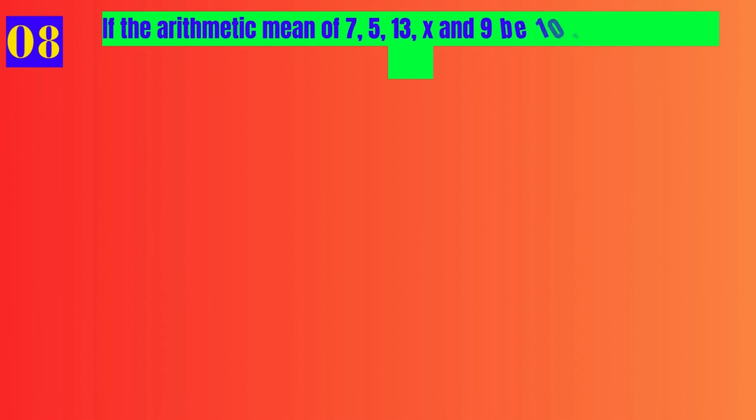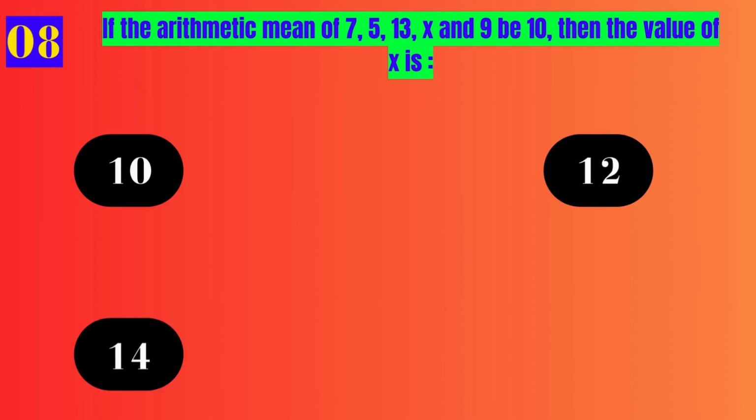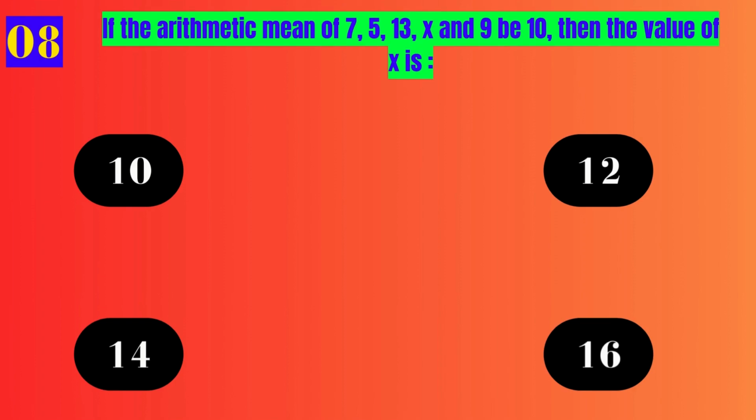If the arithmetic mean of 7, 5, 13, x and 9 be 10, then the value of x is? The options are 10, 12, 14, 16. To find the value of x, we need to calculate the sum of all the numbers and divide by the total count of numbers.